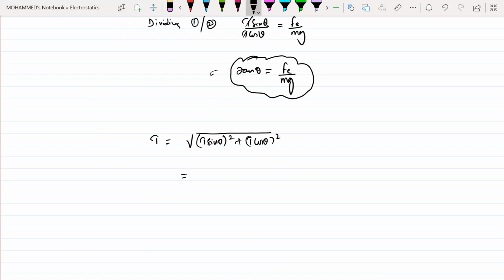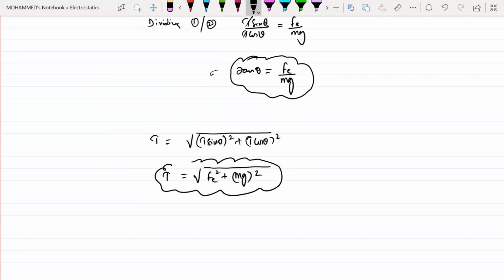In this one, T sin theta is balancing the electric force F, and T cos theta is balancing the mg force. So this will be the tension in this case. Is it clear?